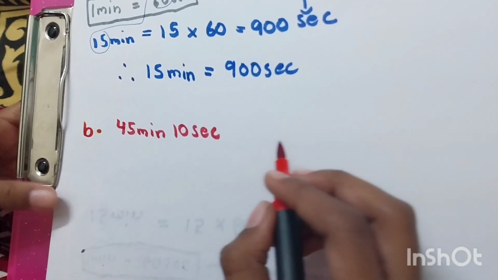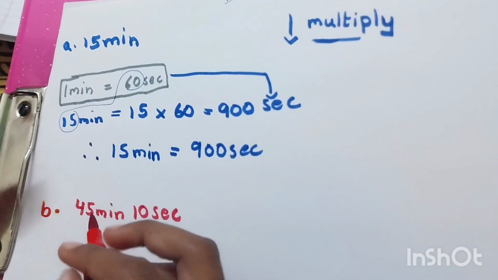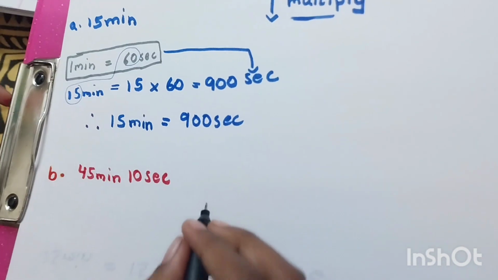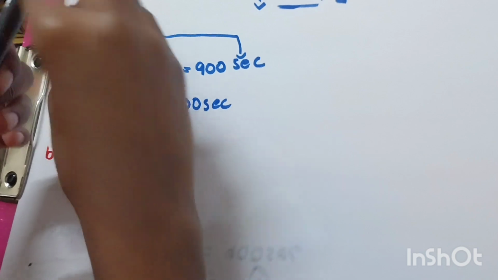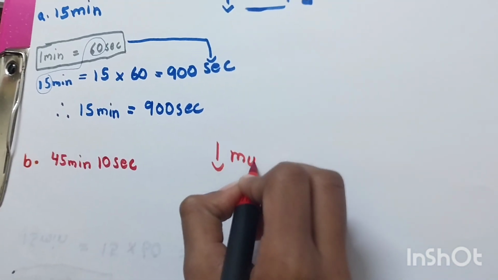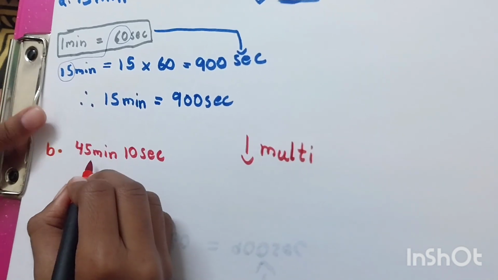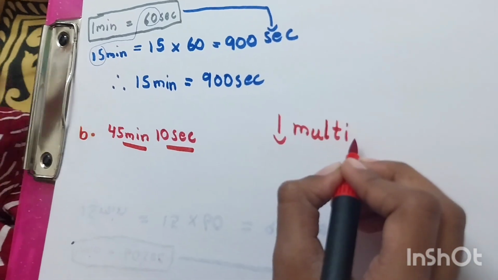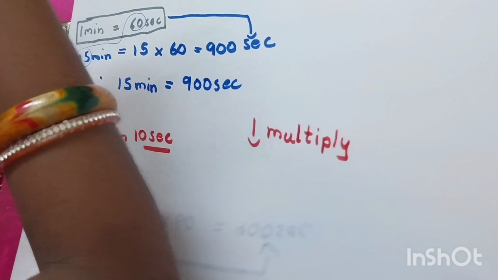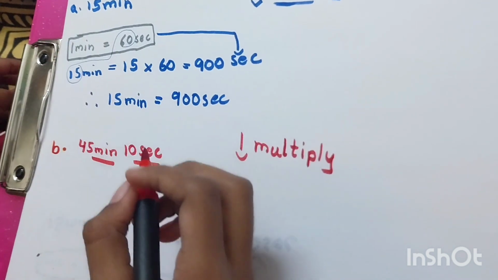The second problem is 45 minutes 10 seconds. Now, what is the difference between the previous problem and this problem? In the above problem only one unit was mentioned, and here there is a combination of minutes and seconds. So we have to do it a bit differently. We are going to convert into smaller units, so here also keep in mind to do multiplication.